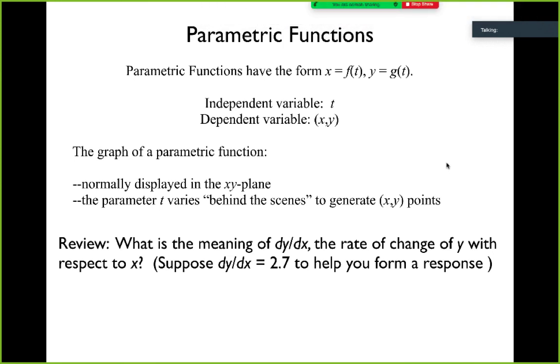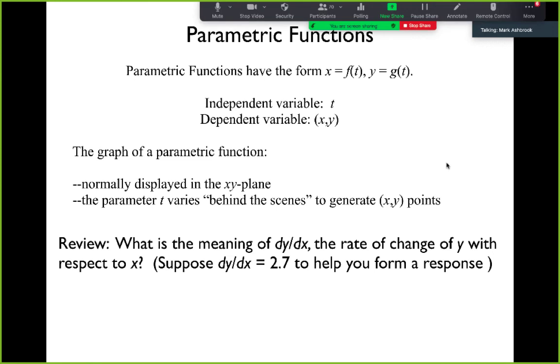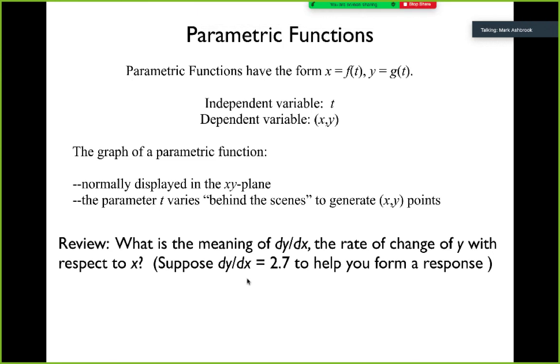Given a small change in x, the corresponding change in y is 2.7 times dx. Okay. You made my day. That was well said, right? That was awesome. Given any change in x, given any change in the independent variable, and specifically a small change, the corresponding change in the dependent variable will be 2.7 times as much as that change in x.